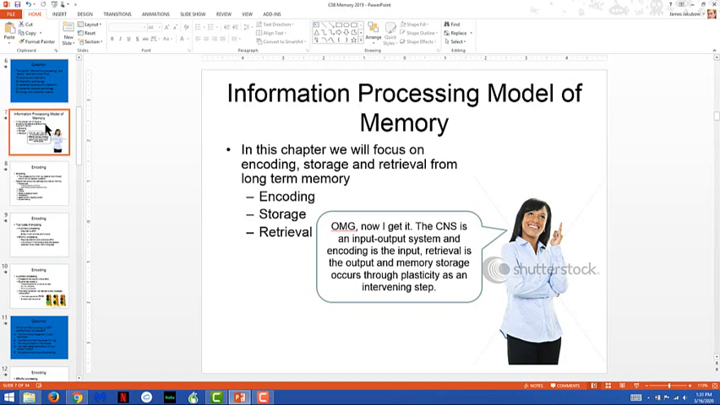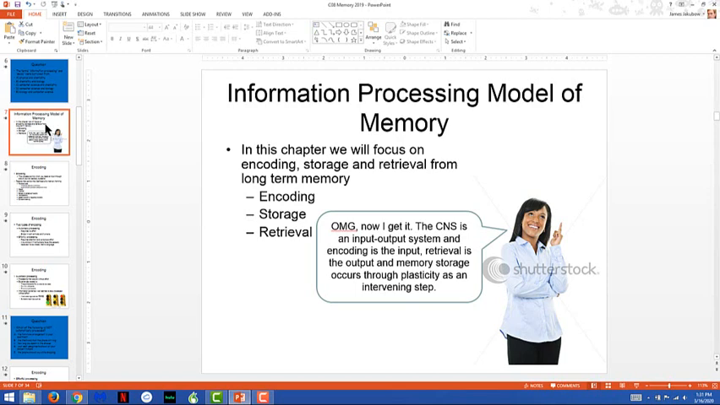In the thought bubble here from the woman, she says, "Oh my God, now I get it. The central nervous system is an input-output system." And remember, that was how the nervous system was described back in chapter 2. There are 6 sensory input systems, and that's the only way to get information into your brain. And there is a single primary motor output system that leads to neuromuscular junctions that controls your muscles, that allows you to move your body around.